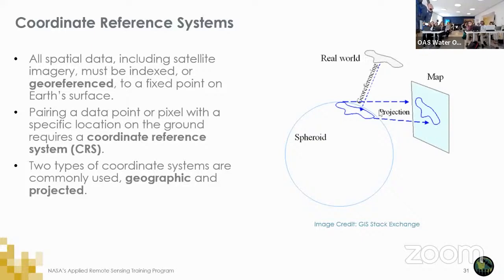So when we pair a data point or pixel with a specific location on the ground, that requires a coordinate reference system. And the two types that we use are geographic and projected.